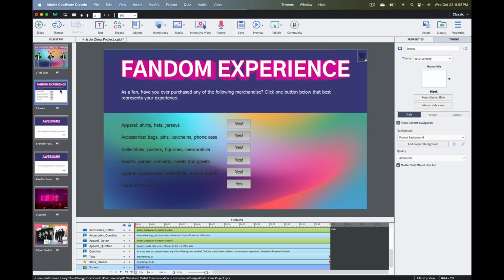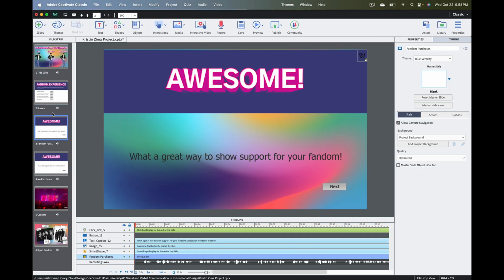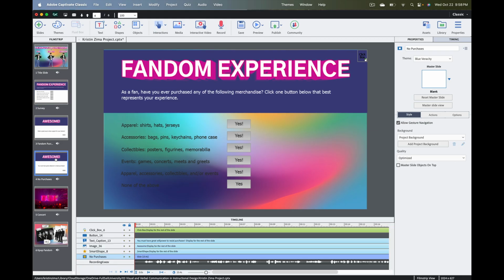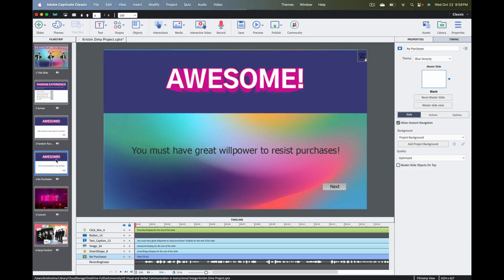So if the learner selects one of the first 5 choices, the buttons would be directed to slide 3. And if they chose the none option at the bottom, they would be directed to slide 4. Now, the quiz produced no grade, so the slide they're directed to reinforces their experience with fandoms and provides some additional insight.